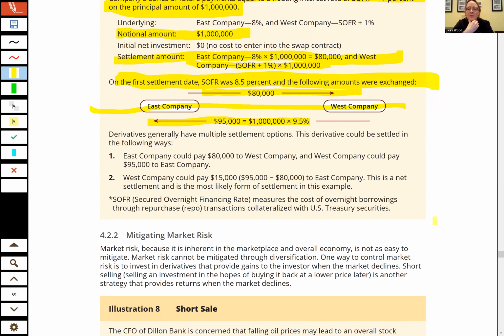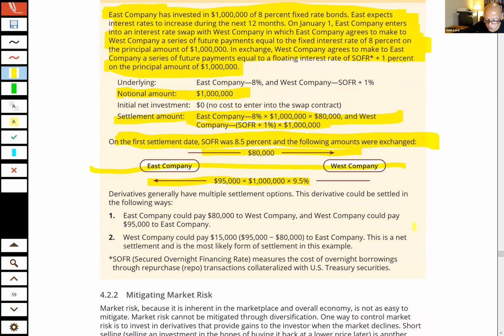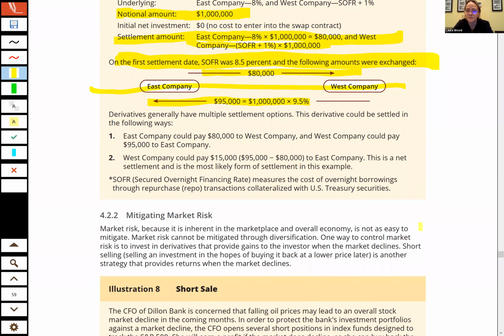So why would anyone do that? To try to hedge bets? East Company thinks that interest rates are going to increase, but obviously West Company thought interest rates were going to go down. And so two different companies, two different ideas of where interest rates are going. Okay. Yeah. I don't know why they're doing it. Somebody got screwed here. I guess West Company miscalculated.